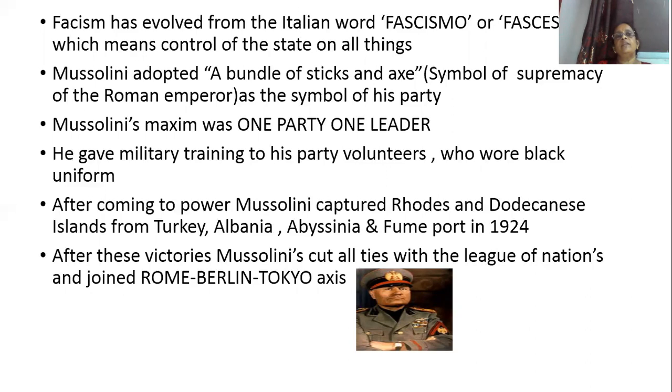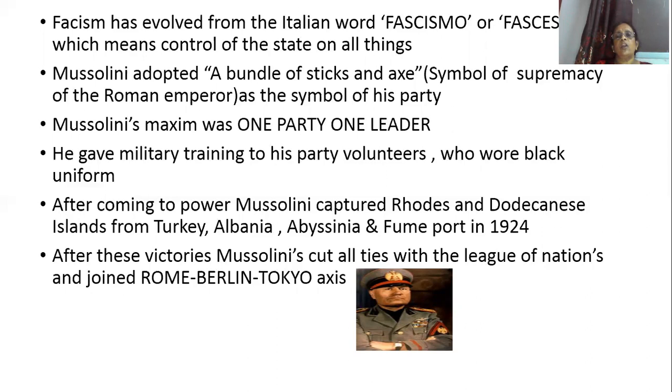From which word did fascism come? It came from the Italian word fascismo. What is the meaning of that word? Control of the state on all the things. What was the symbol of the fascist party? A bundle of sticks and an axe. It was the symbol of whom? The Roman emperor. What was the maxim of the fascist party? One party, one leader.